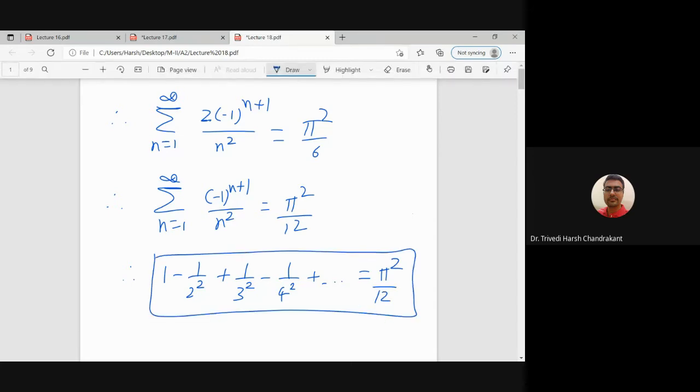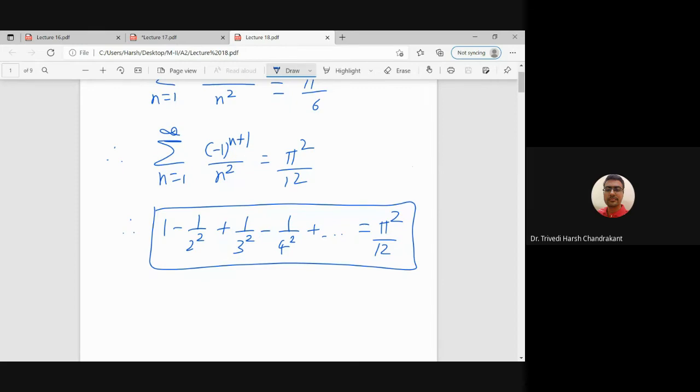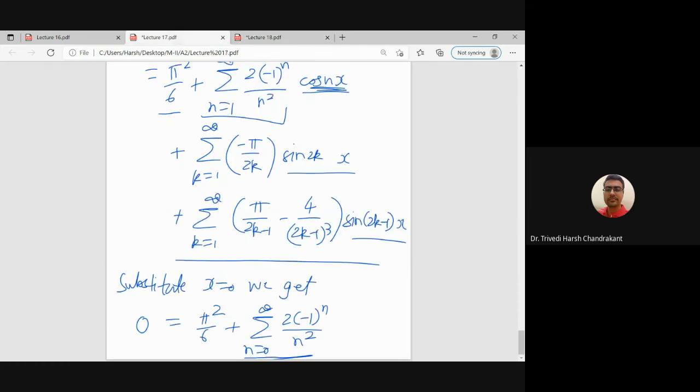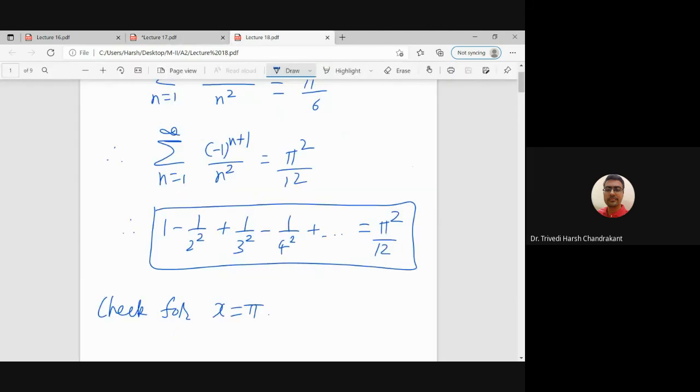So, we were looking for pi square by 6, but first we have taken the simplest case for x equals to 0. Now the second case is you substitute x equals to pi, right? So check for x equals to pi. In this case we will get the expansion of pi square by 6. So substitute x equals to pi in the Fourier series.